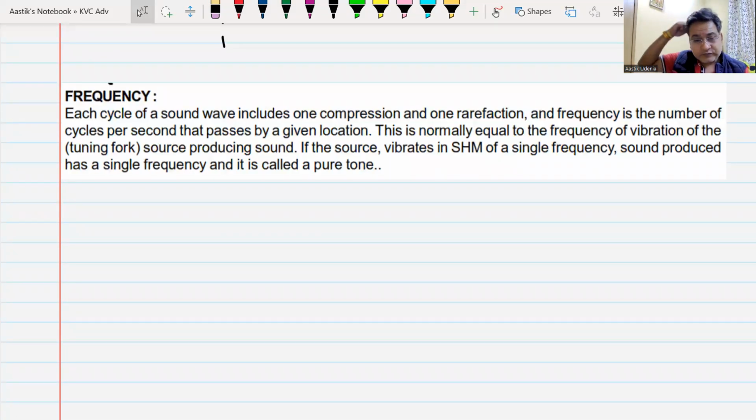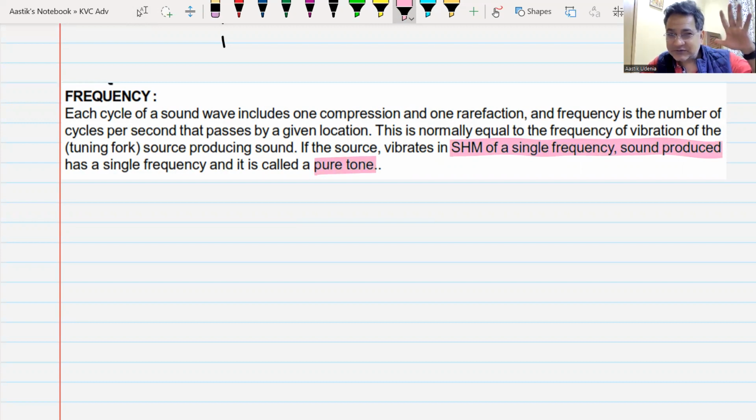It's the distance between two consecutive compressions or two consecutive rarefactions. If I'm producing sound of a single frequency, then it is known as a pure tone. These are the terms that we use in sound.